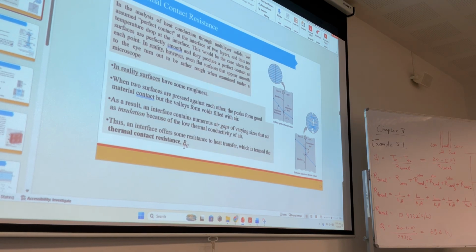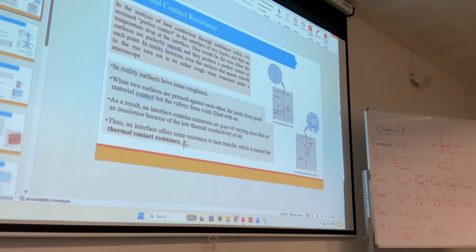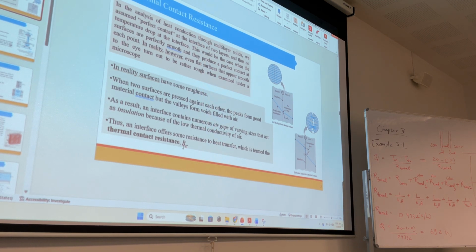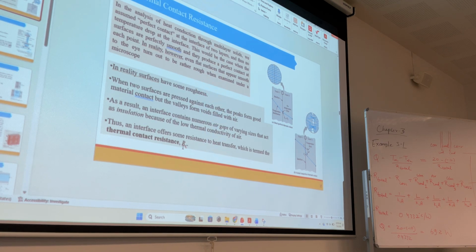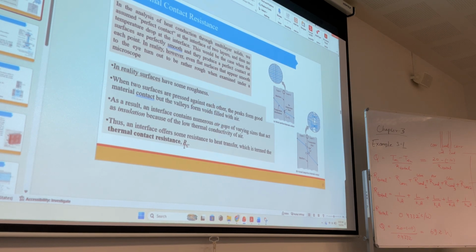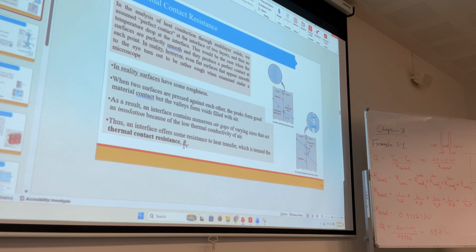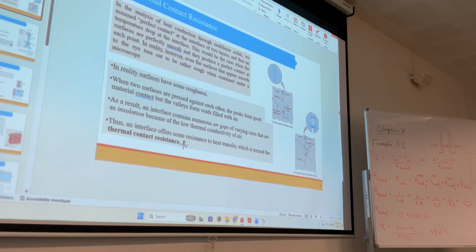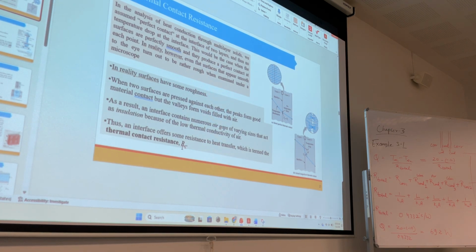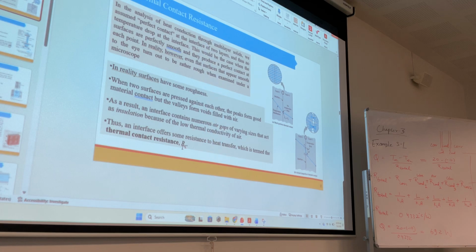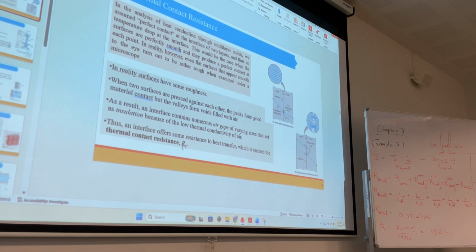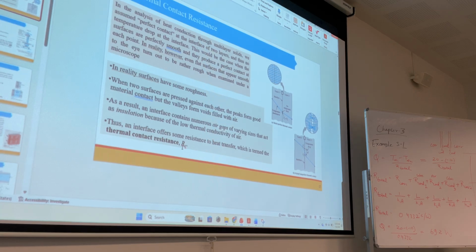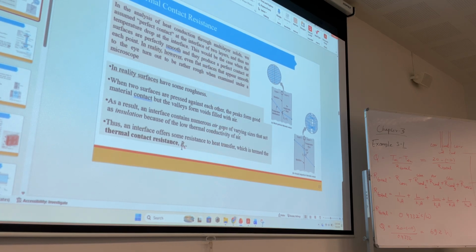So ideally, when you are calculating the thermal resistance by convection and conduction, you should also include thermal contact resistance when you are studying heat transfer in layers that are attached to each other. So this is what this topic is saying. But in the numericals, we are not using thermal contact resistance. We are assuming there is no contact resistance.